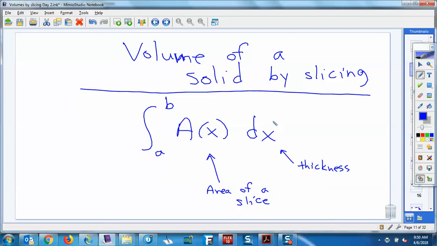So this works for any solid where all the slices are the same shape. Now, it might be different sizes, right? Some of those slices were littler than some of the other slices, right? But they're all circular slices.